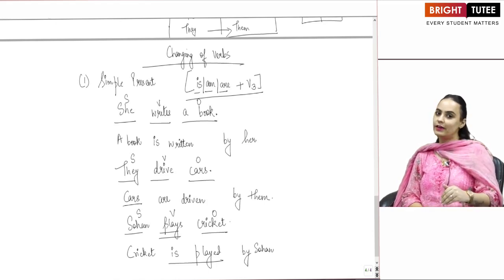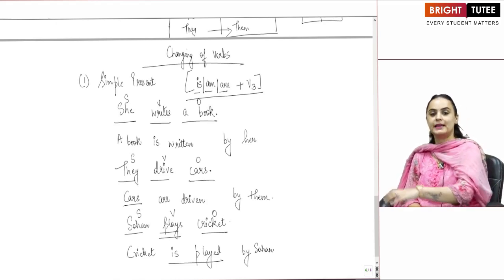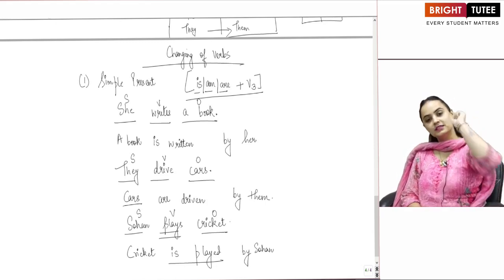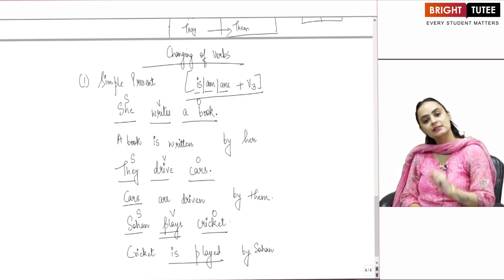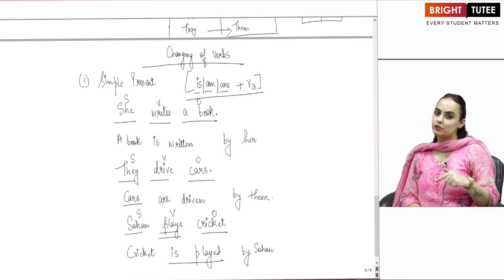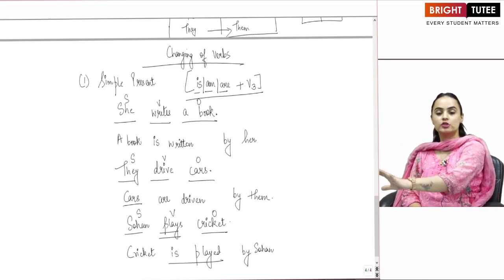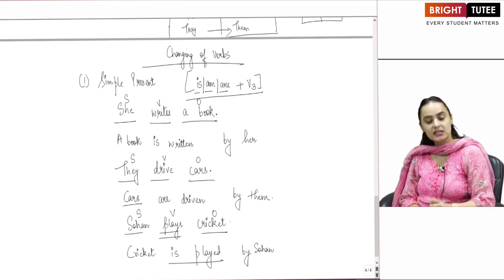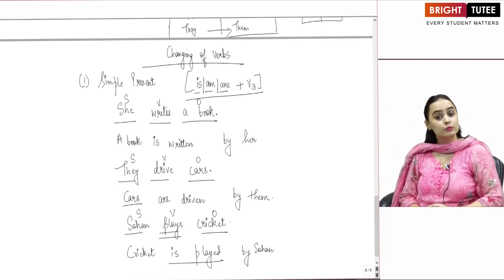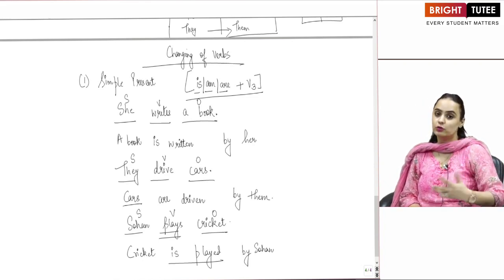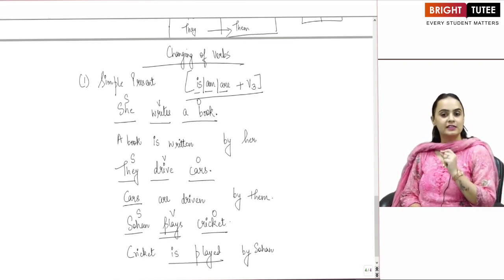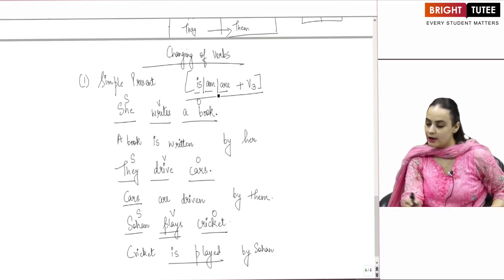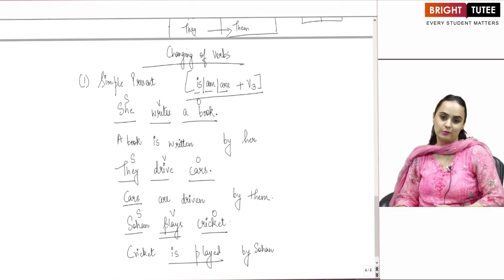So in passive voice the sentence becomes: cricket is played by Sohan. So the first rule, simple present tense. If your active voice is in simple present tense, how do we change it to passive voice? By ensuring that the subject becomes the object, and the object becomes the subject. Then we have to look at the new subject and see whether it is singular or plural. After deciding, we choose one helping verb, which is is, am or are, and then we add the third form of the verb.